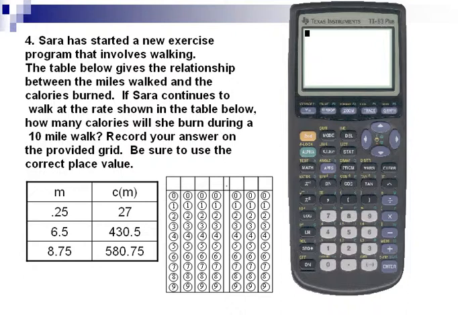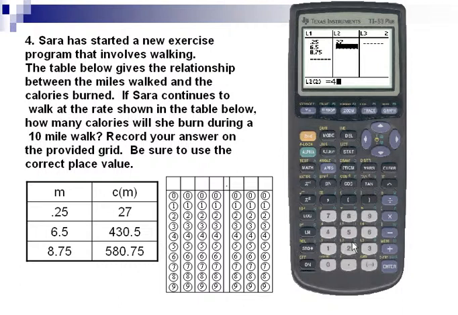We're going to begin by doing a regression, and remember, we always begin by doing a linear regression. So we're going to start with our stat, edit, to input. The value for miles will be our x's. So we'll put in 0.25, enter, 6.5, enter, 8.75, enter. Arrow over. Our y values are calories burned.